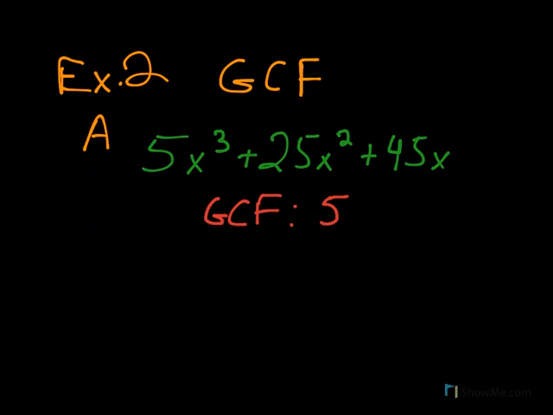What about the variables? Is there any common factor with the variables? And the answer is yes. The common factor of the variable is the variable with the smallest exponent that you can find. Which one is that? This one right here, the last x, because if you don't know, there's a 1 there. That's the smallest one.